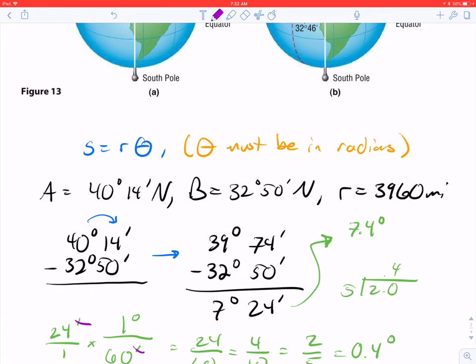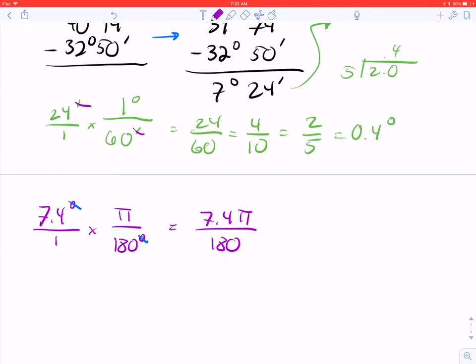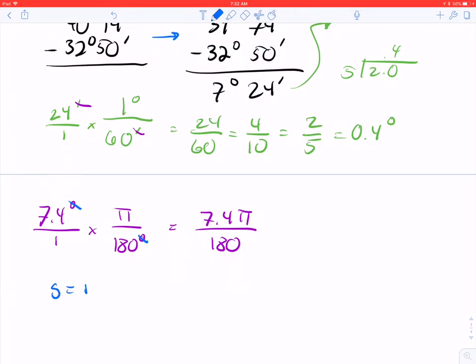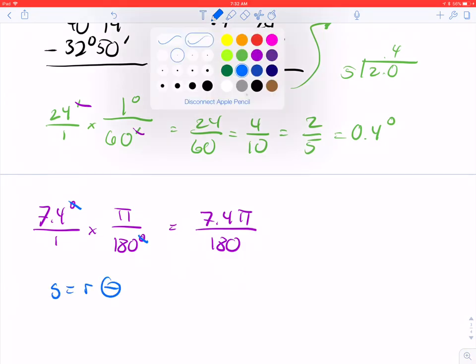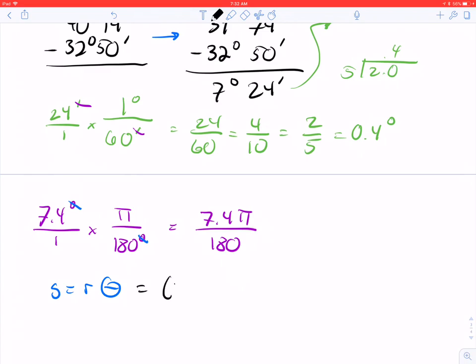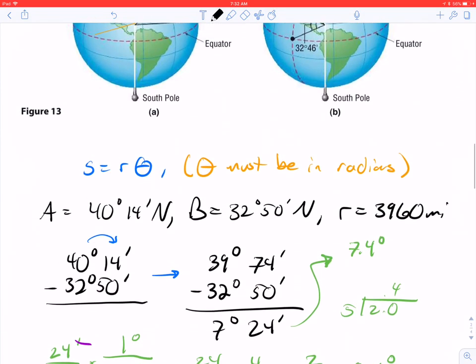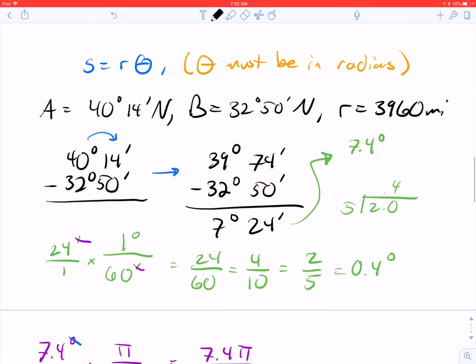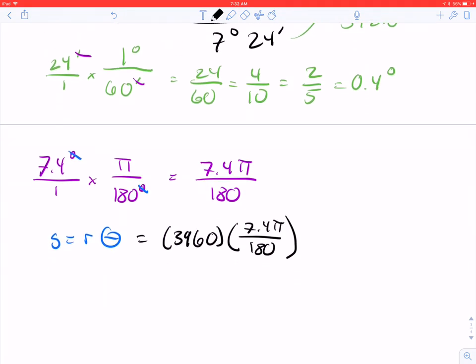And so now the arc length. The distance s is going to be r times theta. So let's go ahead and do it. Again, we said s equals r theta. So this means the r we said was 3960, and theta is this 7.4 pi over 180. So that's the exact result. And after we do this calculation, we'll get a final answer. Then it says round to the nearest mile. So this is going to be approximately.